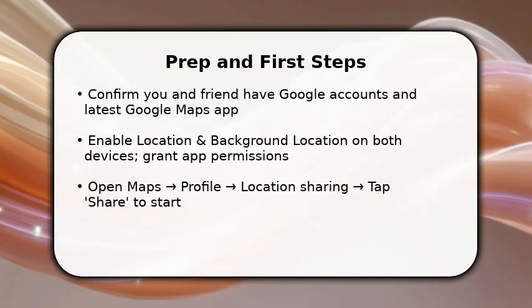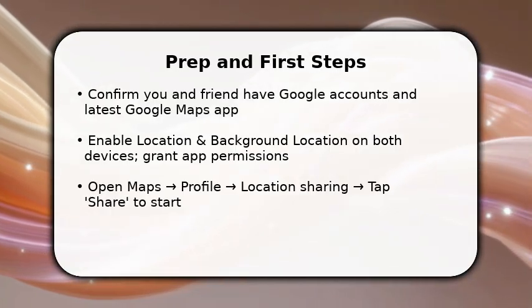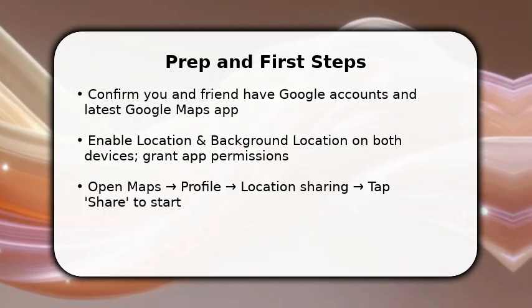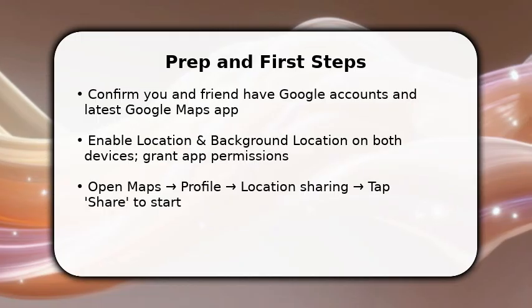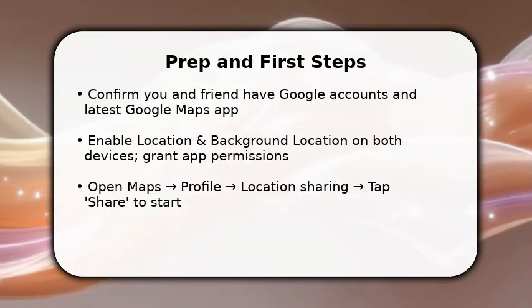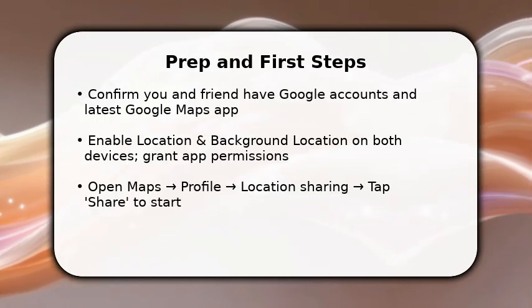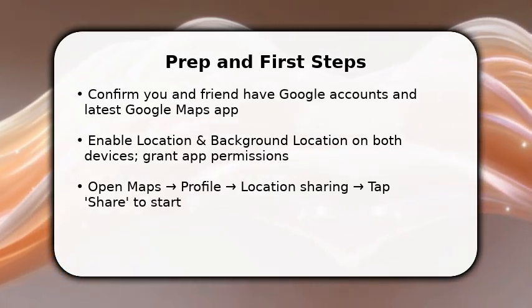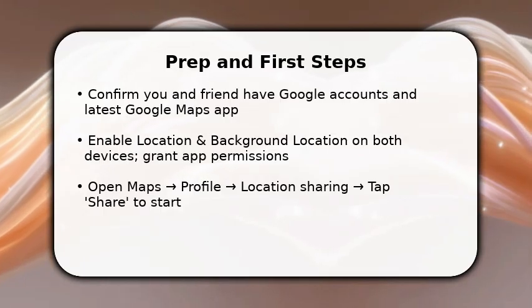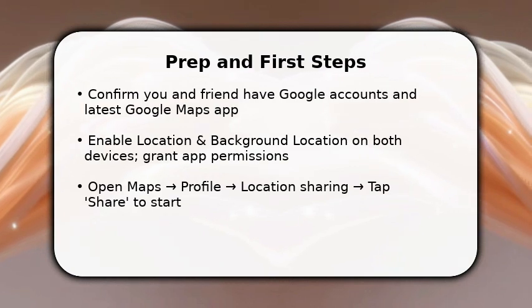You start by making sure both you and your friend are signed into Google accounts and have the latest Maps app. Once done, enable device location and background location so sharing works reliably. Open Google Maps, tap your profile icon, then choose Location Sharing. Tap Share, select a contact or use a link, and set a duration or until turned off. This gets the connection live. Make sure your friend accepts the share request so you can proceed to view their position.